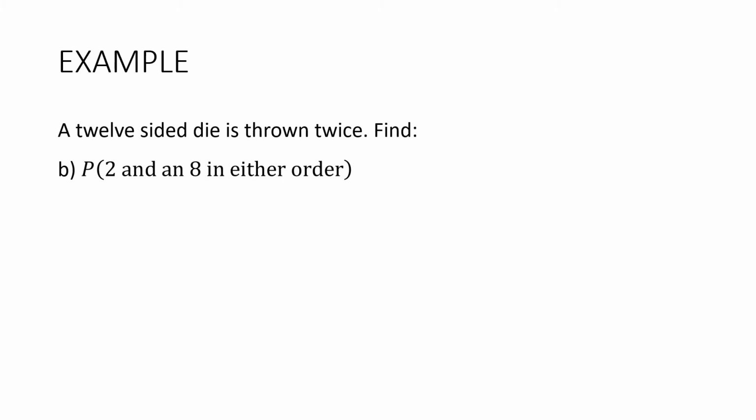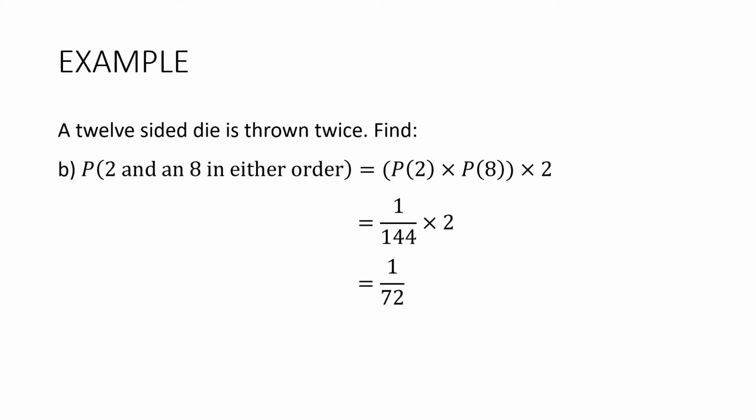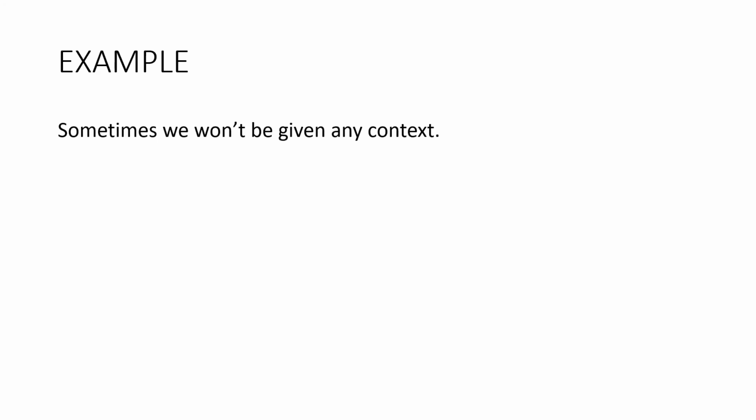What about the probability that we throw a 2 and an 8, but in either order? Okay, what do you think about that? So we could do a 2 and then an 8, or we could have done an 8 and then a 2. Can you see that it's just going to be the same probability but just doubled? So we're going to take our 1 on 144 and multiply it by 2, which gives us 2 on 144 or 1 on 72.